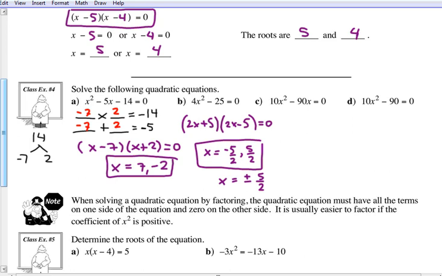Okay, next one. Looking at this, two terms. Definitely not a difference of squares. What's the first thing we ask ourselves? Greatest common factor. 10 and x.